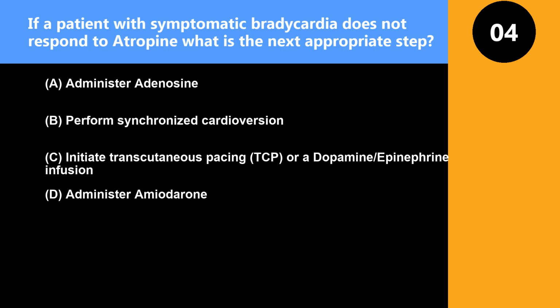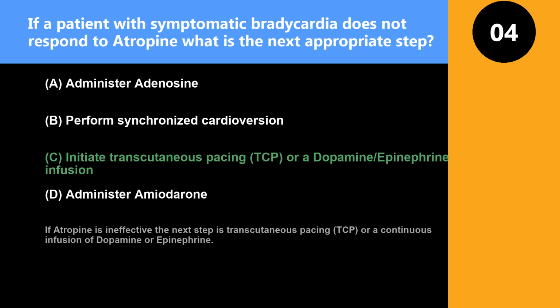Question 4. If a patient with symptomatic bradycardia does not respond to atropine, what is the next appropriate step? Option A, administer adenosine. Option B, perform synchronized cardioversion. Option C, initiate transcutaneous pacing, TCP, or a dopamine/epinephrine infusion. Option D, administer amiodarone. The correct answer is option C. If atropine is ineffective, the next step is transcutaneous pacing, TCP, or a continuous infusion of dopamine or epinephrine.